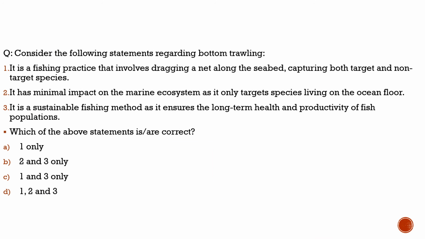Here the question is with respect to bottom trawling. Why is it in the news? Because there was an article about this in the newspaper today, which talked about troubled waters. What are those troubled waters? It talked basically about the waters shared between India and Sri Lanka. You know what is happening right now there?